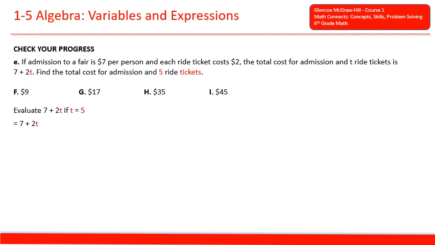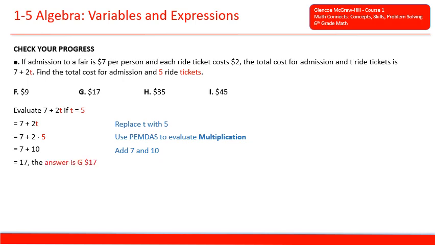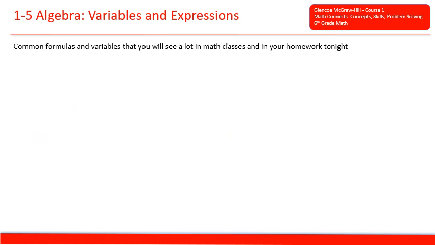All we have to do is substitute, replace that T with a 5, and then we just have to do the math. So PEMDAS tells us that multiplication comes first in this problem. So we have 2 times 5 is 10. Then we're going to add 7. 17 is the answer, and it's G.